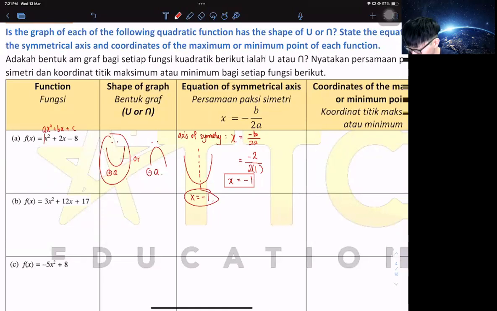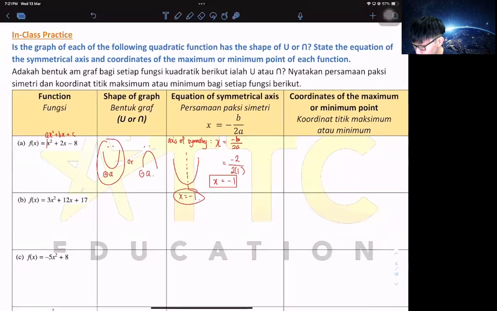Okay, next. So this is what they wrote. What I'm going to write would be the minimum or maximum point. First, how to determine whether it's going to be a minimum or a maximum?